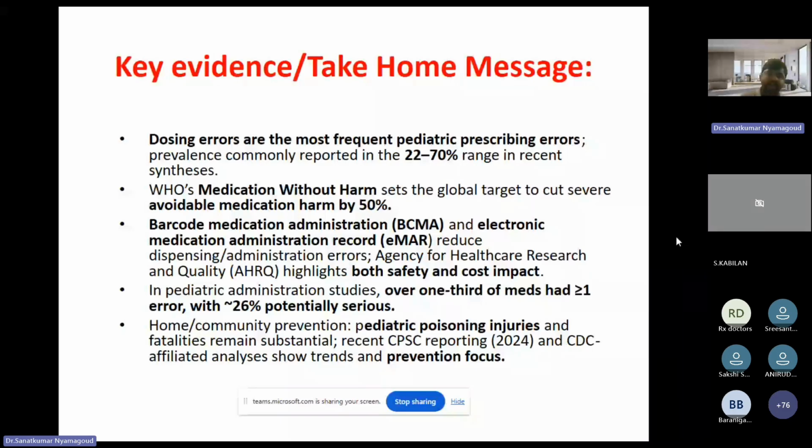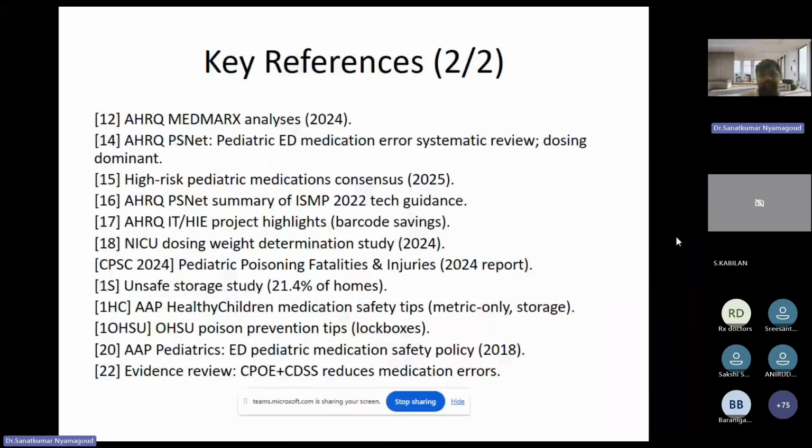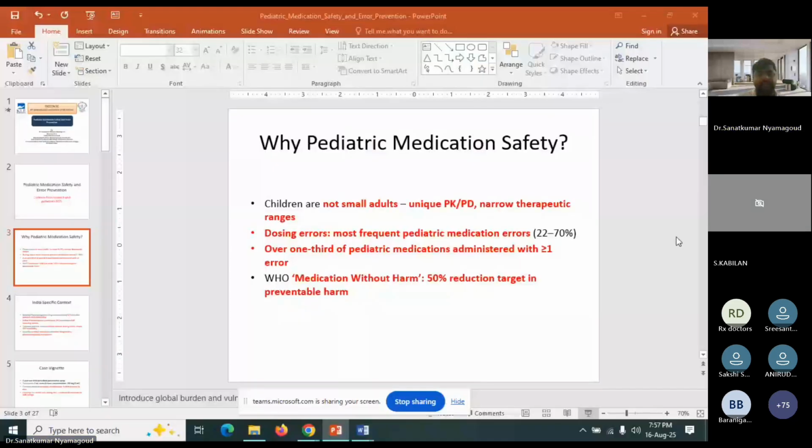And there are high injuries, that is pediatric poisoning injuries, in the home and community, where prevention is to be done. And these are some references for my presentation today. Most of them I have taken from the US and UK. Then, thank you. If you have any doubts, I am very happy to answer your questions.